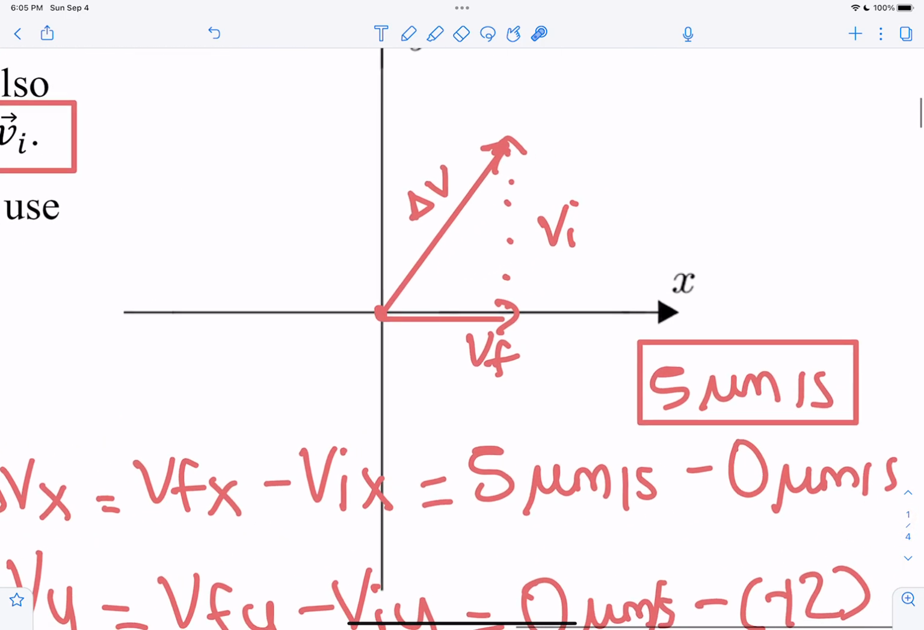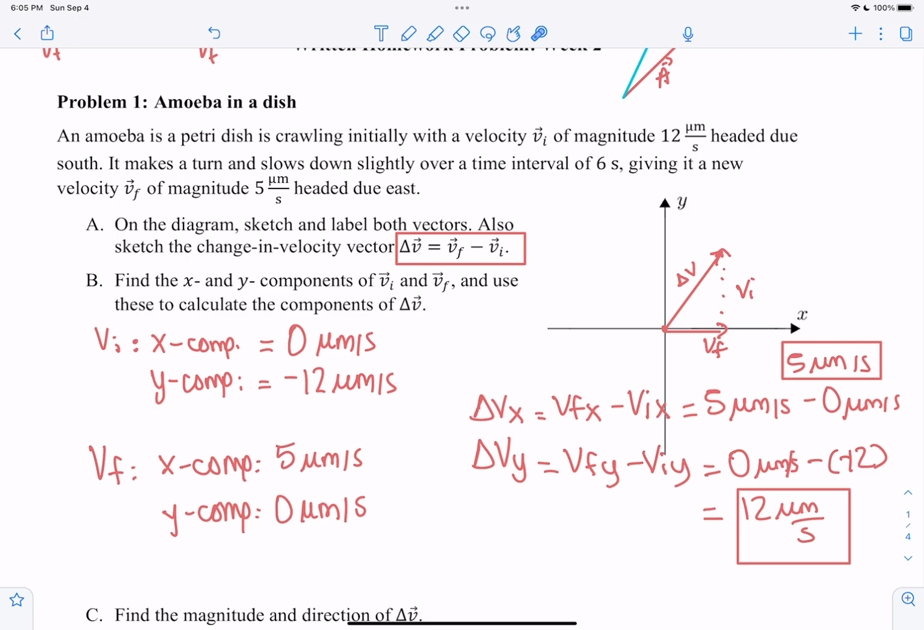So that's basically saying, okay, well, we have Vf, that was solely in the east, positive x direction, so it's only going to have an x component. Vi, based on the information in the problem, was headed due south. That was only in the negative y direction, right? So there's no x component there.